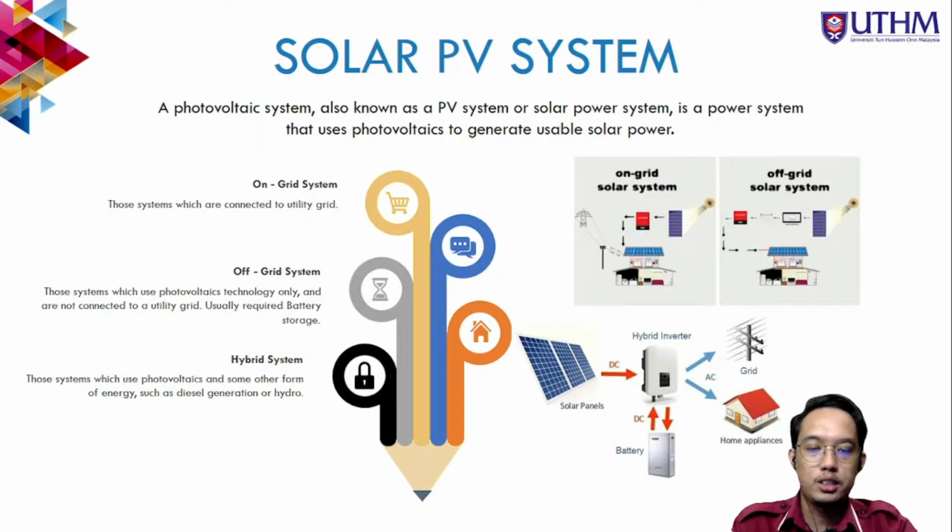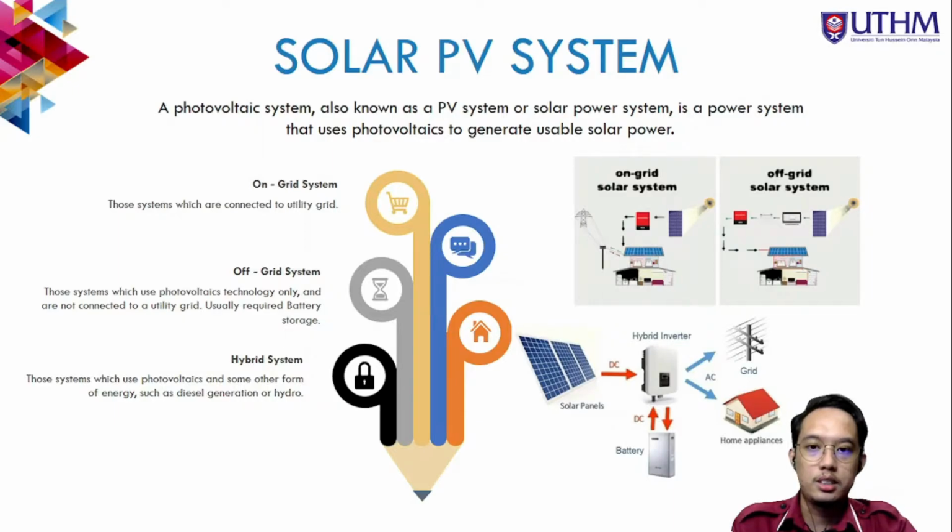So the introduction is about a solar PV system. A solar PV system is a photovoltaic system, also known as a PV system or solar power system. It's a power system that uses photovoltaic to generate usable solar power. So the solar PV system has three types.